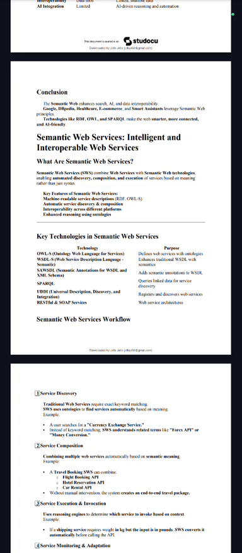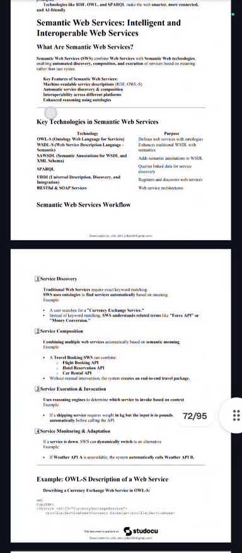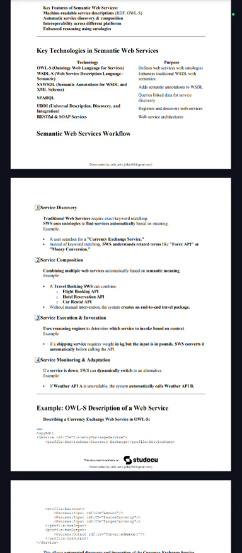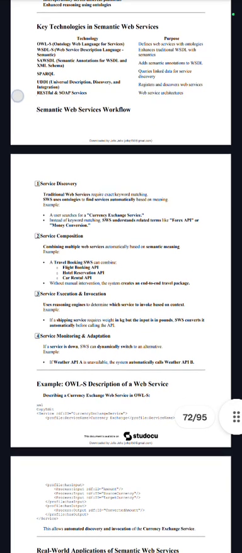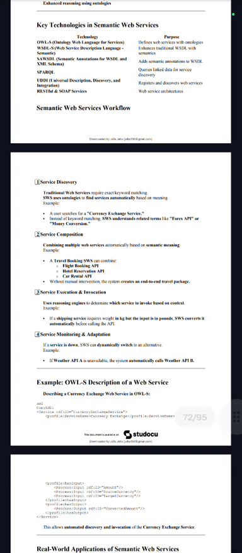Web services architecture. So let's now talk about the semantic web services workflow. There are different kinds of it. First one is semantic discovery. Traditional web services required exact keyword matching. SWS uses ontology to find services automatically based on meaning. Example, a user searches for currency exchange services. Instead of keywords, SWS understands related terms like forex API or money conversion.